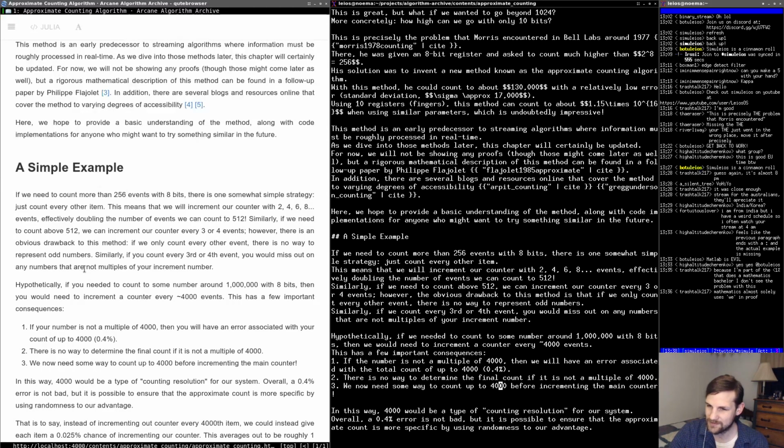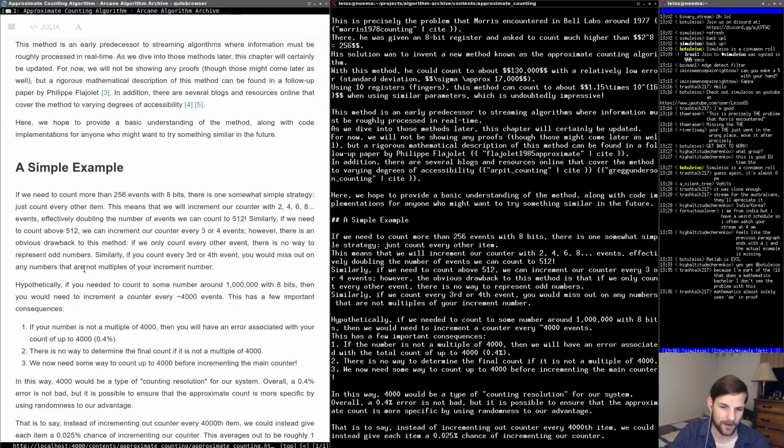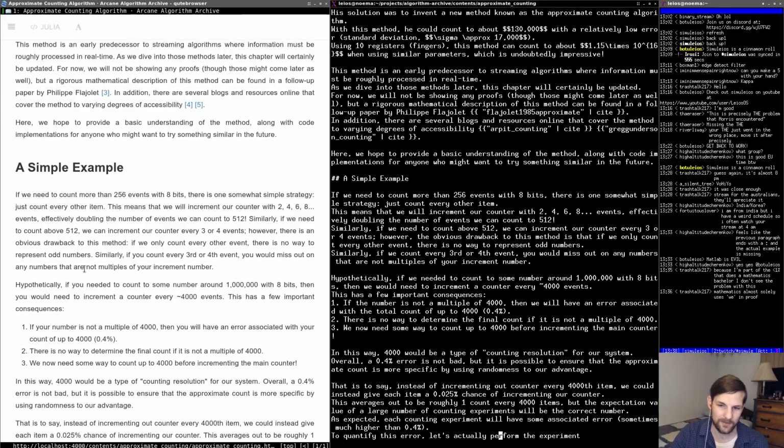Does that make sense? I think that's fine. In this way, 4,000 would be a type of counting resolution for our system. Overall, a 0.4% error is not bad, but it is possible to ensure that the approximate count is more specific by using randomness to our advantage.